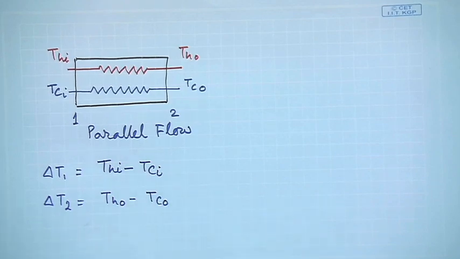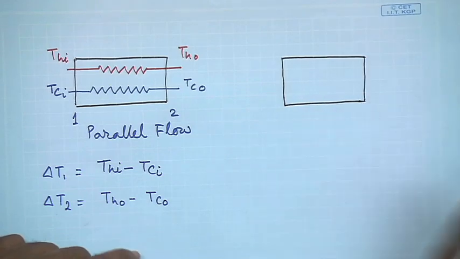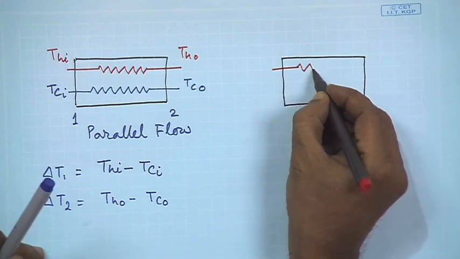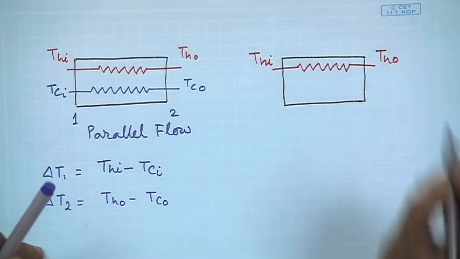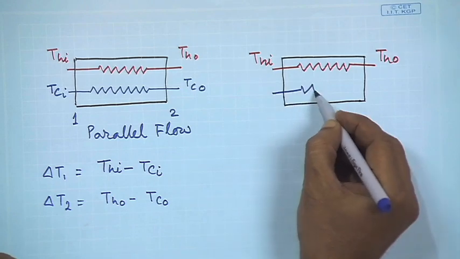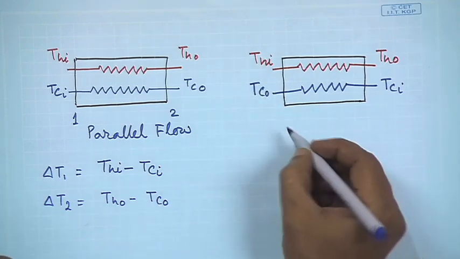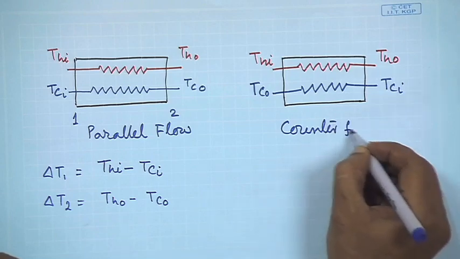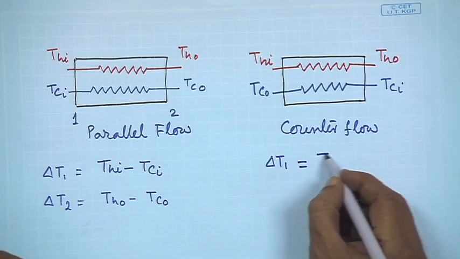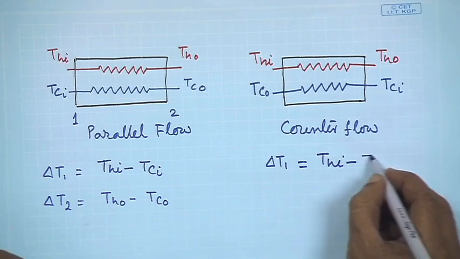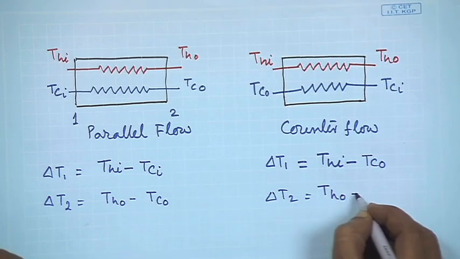Or we can have the hot stream THI, THO, and the cold stream TCI, TCO. This is counter flow. Delta T 1 is equal to, let us say, THI minus TCO, and delta T 2 is equal to THO minus TCI.